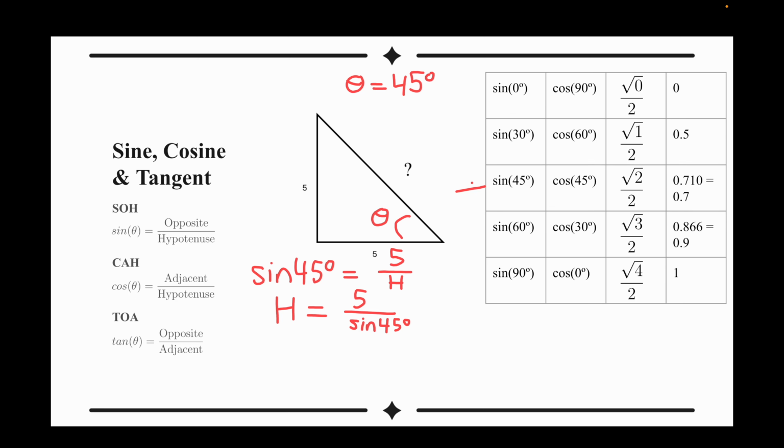Now, pulling from our table here, we can replace the sine of 45 degrees with the square root of 2 over 2, giving us the equation h equals 5 over the square root of 2 over 2. Using algebra to simplify this down, we get our final answer of 5 times the square root of 2. And this is the right answer. Check for yourself with a calculator.